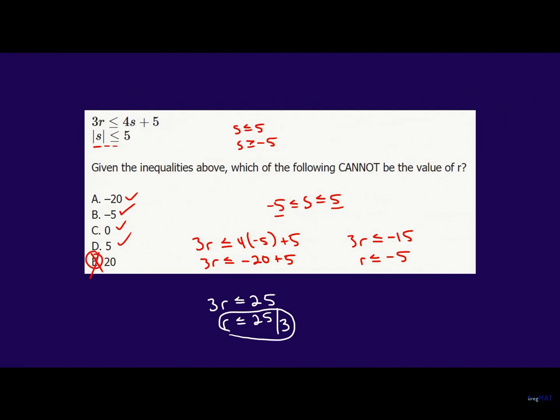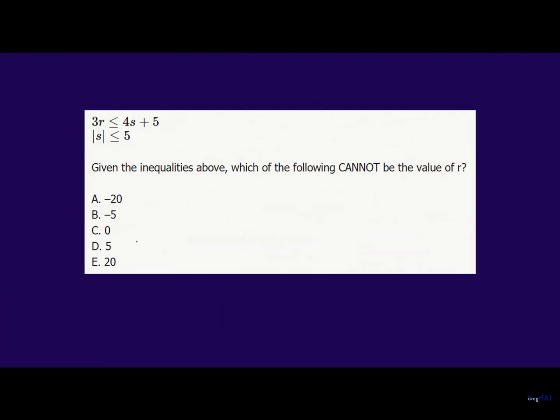Now we can plug this in, right? Let's go ahead and confirm it. So we plug it in, so that means 60 is going to be less than or equal to 4s plus 5, which means 55 is less than or equal to 4s, which means that s is going to be greater than or equal to 55 over 4. Now, is this possible, according to equation number 2? No, not possible. So the correct answer is E. Okay, any questions about this one?